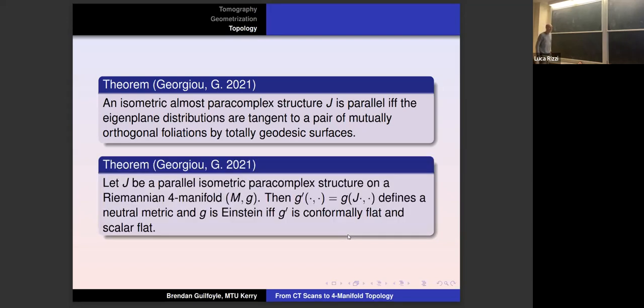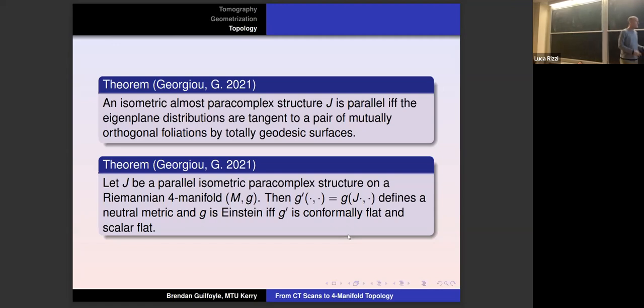Similarly, if your J is a parallel isometric paracomplex structure on a Riemannian manifold, and you take your Riemannian metric G and put J in one of the slots, it gives you a new metric, and this metric is indefinite. So if you have one of these almost paracomplex structures and you stick it into a metric, it flips the sign on two of the eigenvalues. And so, whereas this metric here is positive definite, after you put the J in, you get a new metric, and that's going to be neutral. It's going to be signature plus, plus, minus, minus, like split.